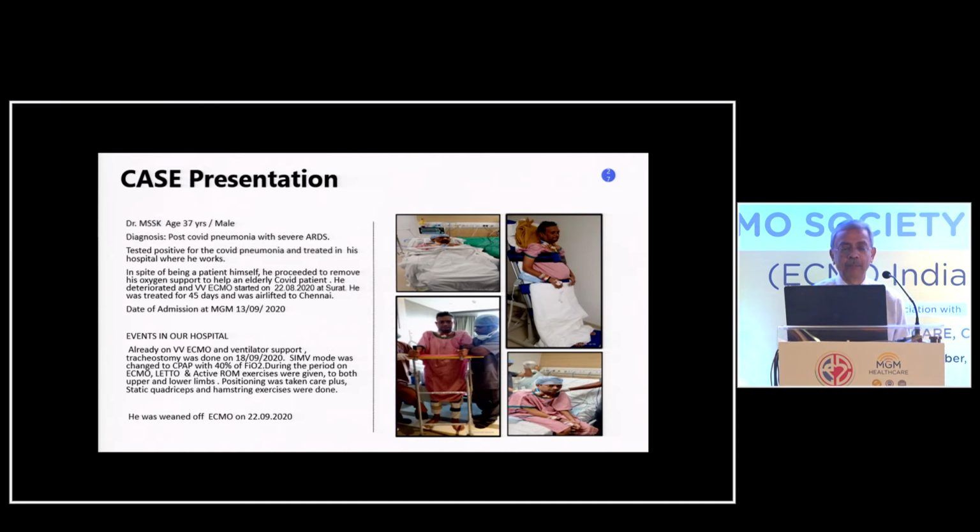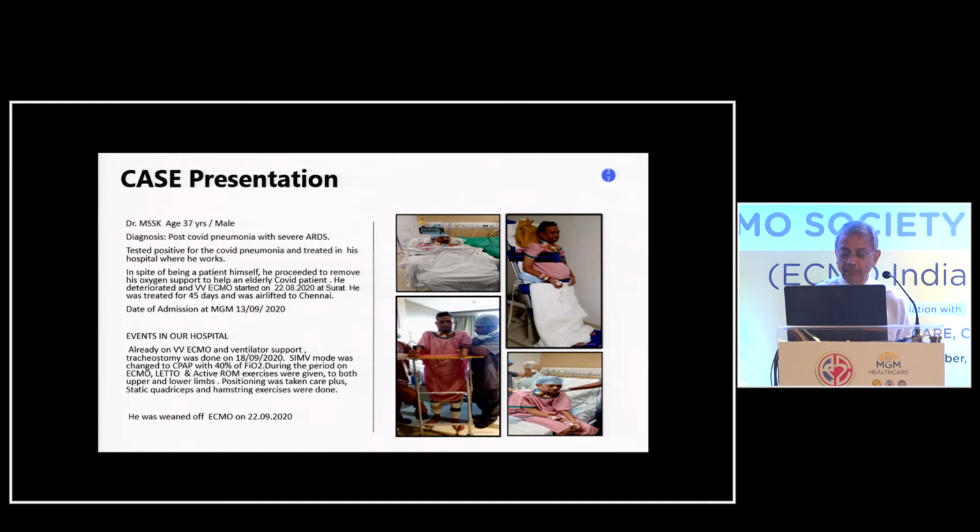Already on ECMO and ventilator support, the tracheostomy was done here on the 18th of September, and the ventilator mode was changed to CPAP soon with 40% FiO2. During the period on ECMO, a LETTO cycle exercise machine was started, and active range of motion exercises were given to both upper and lower limbs. Positioning was taken care of, plus static quadriceps and hamstring exercises were done.